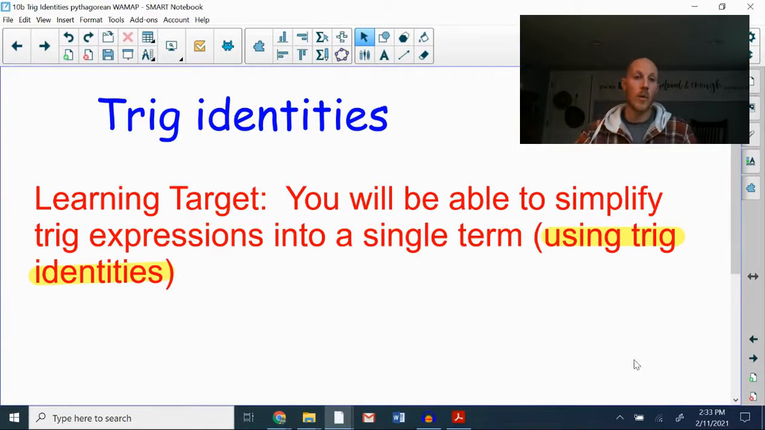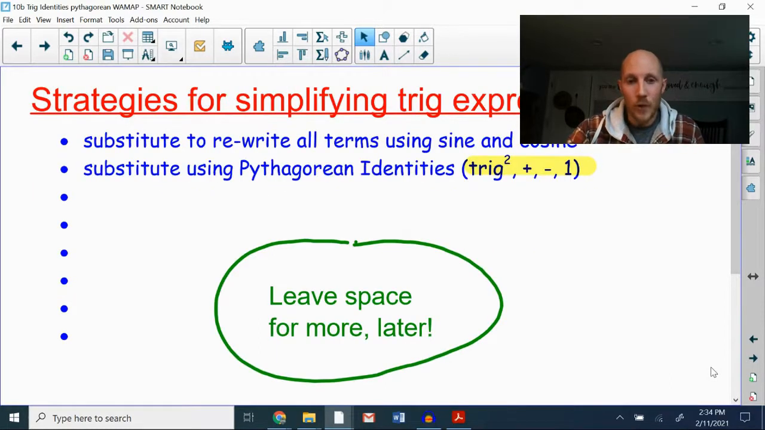So today, take a look at trig identities. Surprise, same thing we've been doing for the last week. You will be able to simplify trig expressions into a single term, still a learning target. Our strategy, highlighted in parentheses there, is still using trig identities to do this. The difference for today is that we're going to be adding a new strategy, a second approach for substitution. Second bullet point here: substitute using Pythagorean identities.